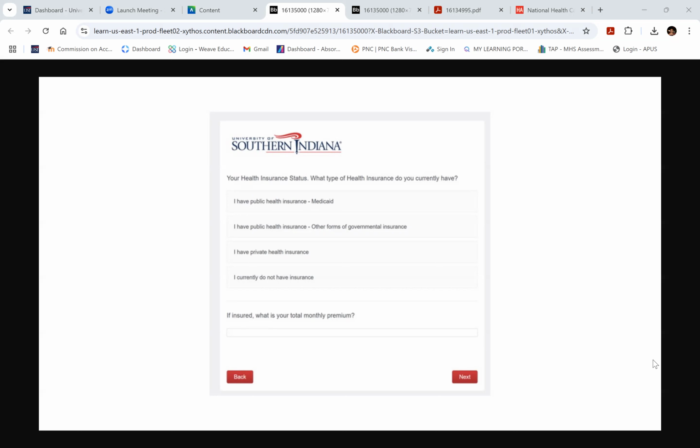Now, none of you are over the age of 65, so I gather that nobody has Medicare. But if you know that through your family you have public health insurance, Medicaid, I'd like you to click that. And then to find out what your total monthly premium is. And that could be for your family as well. So you're going to have to ask some individuals. You might have other forms of public health insurance, like I mentioned, active military. If a parent or even you have private health insurance individually because of an employer, you can click that. But if you don't have health insurance, you can click that.